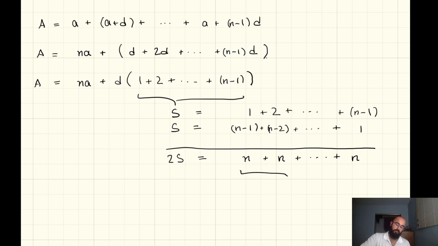And how many n's are there? There are n minus 1 terms in each of the sums above, so these are n minus 1 n's. So 2S is this, which means S equals n times n minus 1 over 2, which gives us the formula that the sum is equal to n a plus d times n minus 1 times n over 2.